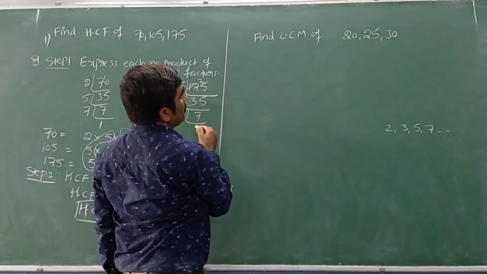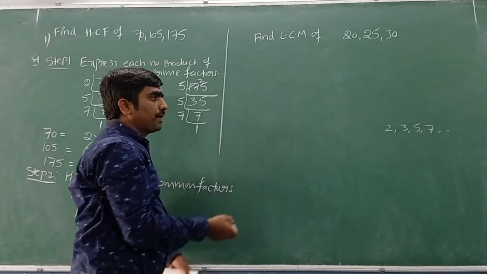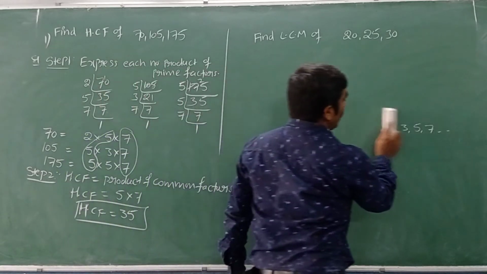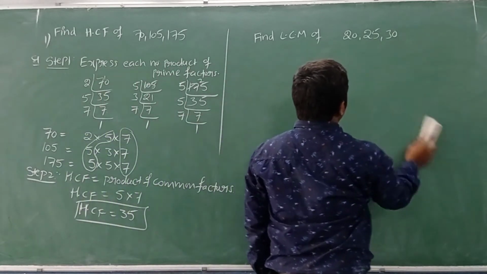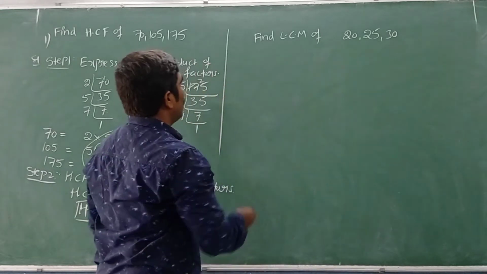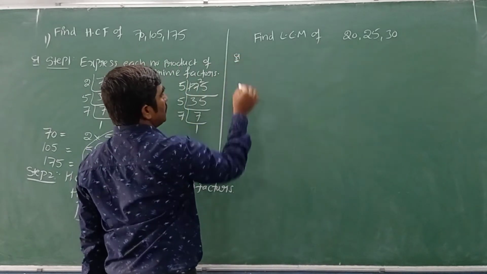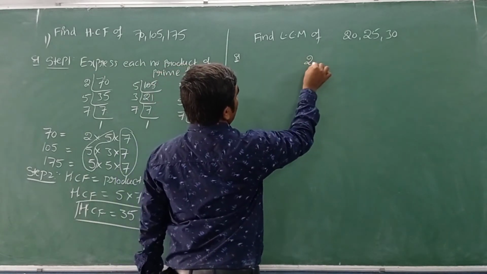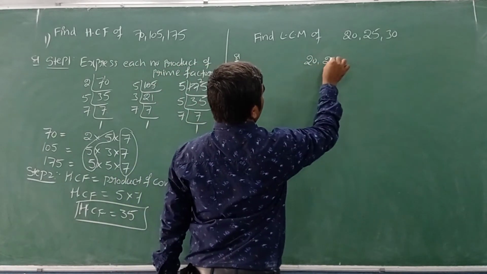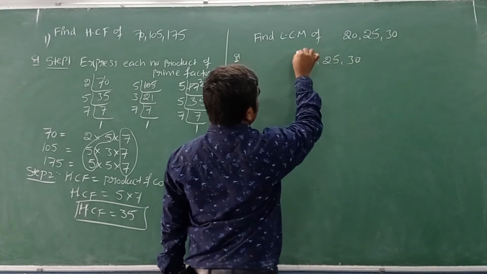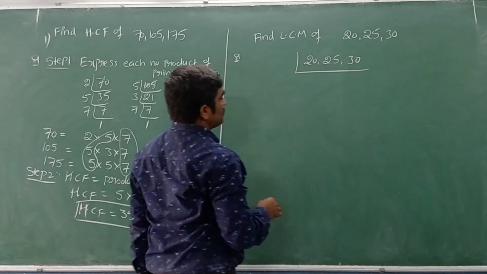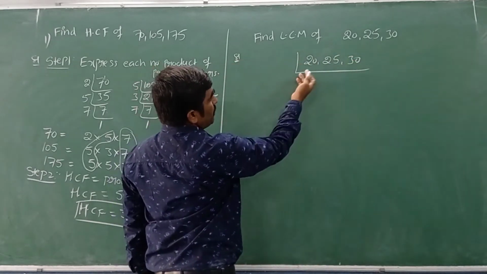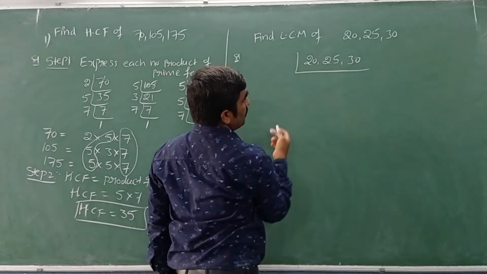Now let us find the LCM. How can I find the LCM? We have two methods: the prime factorization method and the long division method. We can use any one method. Now let me go with the long division method. To find the LCM of these three numbers, let me take 20, 25 and 30. Which prime number is possible here? Both 2 table is possible.